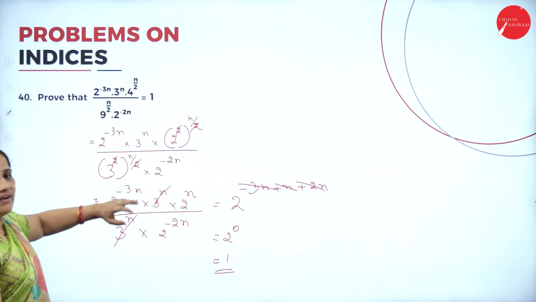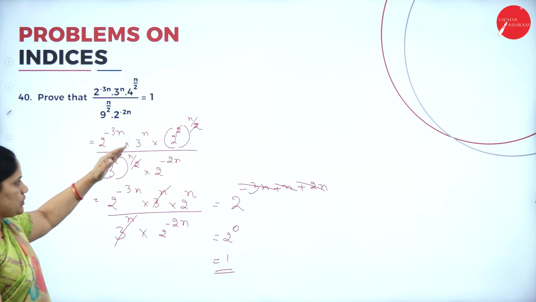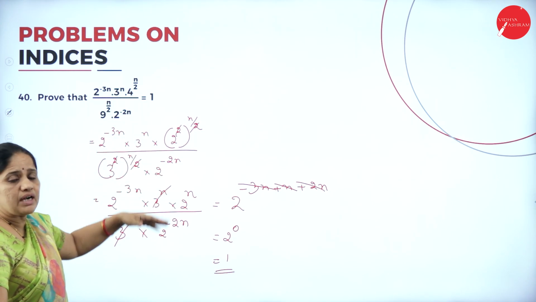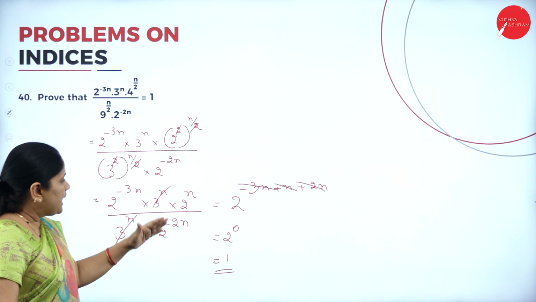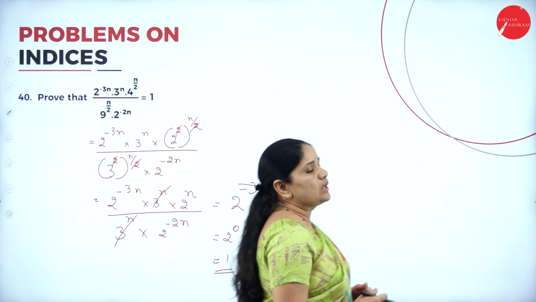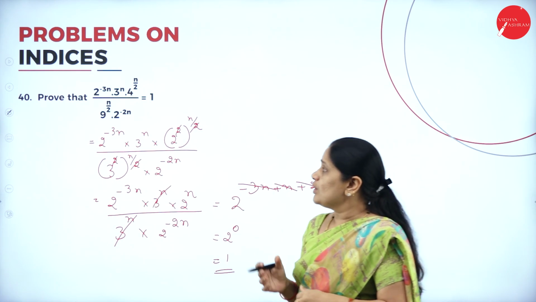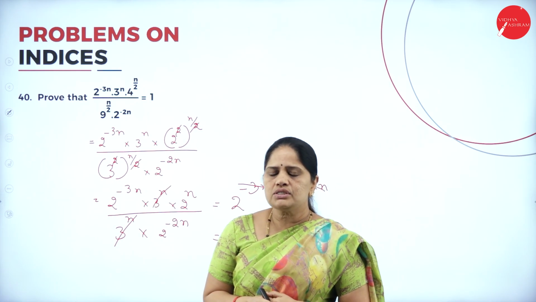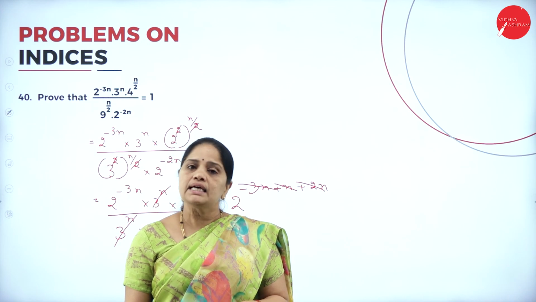So when you are having this problem, you have to just break down the numbers into multiples, and then we have to apply the law of indices and then work out the problem. Hope you have all understood this session on problems on indices. Thank you.